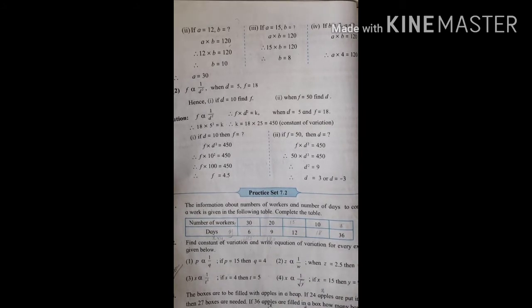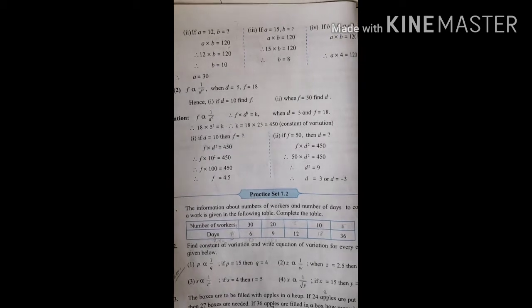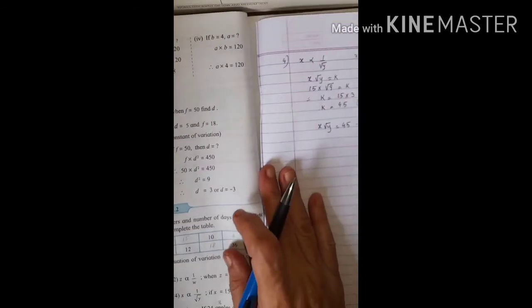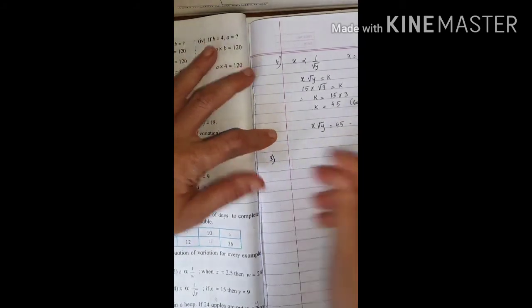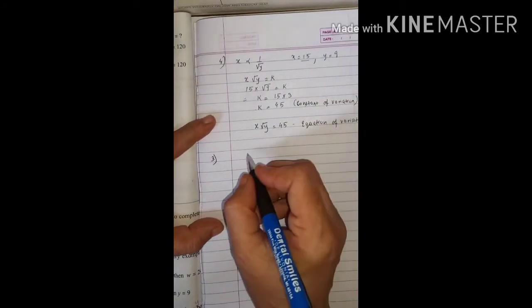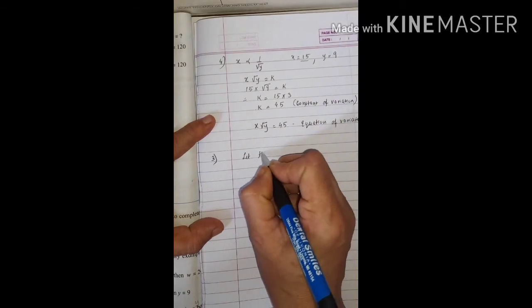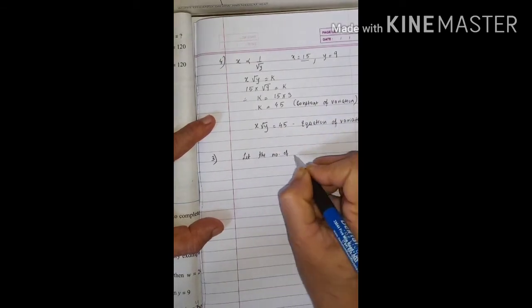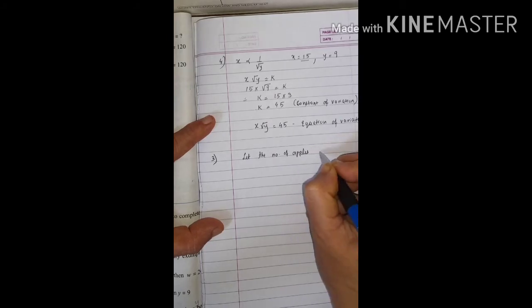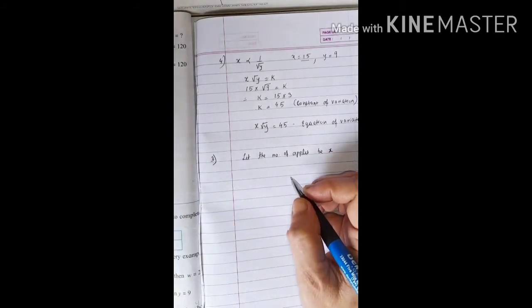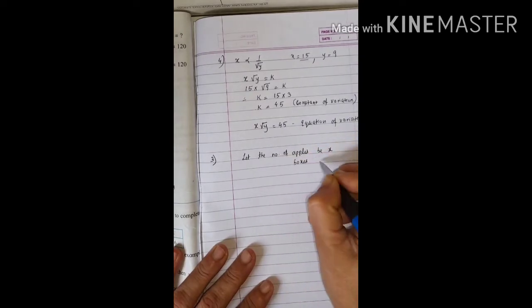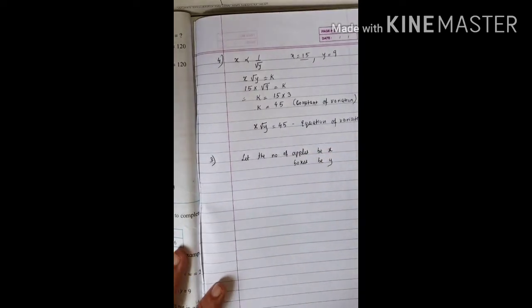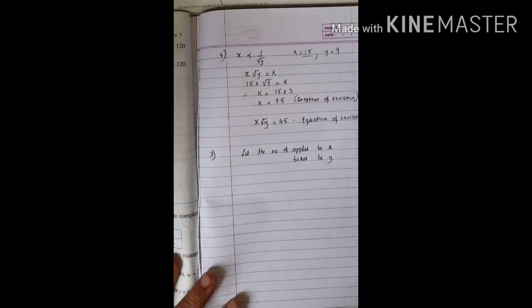Here we will assume, let the number of apples be x. You will write the proper statement, children. Let the number of apples be x, and the number of boxes be y. Now let us check whether this is an inverse variation. It is an example of inverse variation.